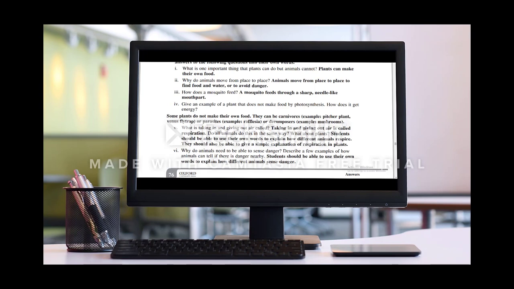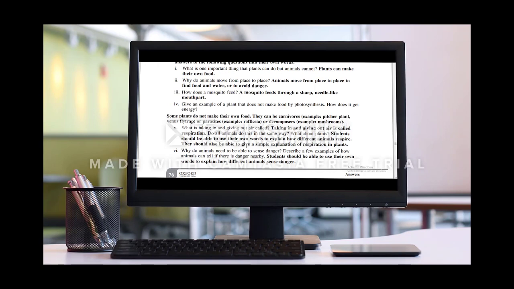What is taking in and giving out air called? Taking in and giving out air is called respiration. Do all the animals do this in the same way? What about the plants? No, all the animals don't do respiration in the same way. Here the student is expected to write their answers on how different animals respire differently.